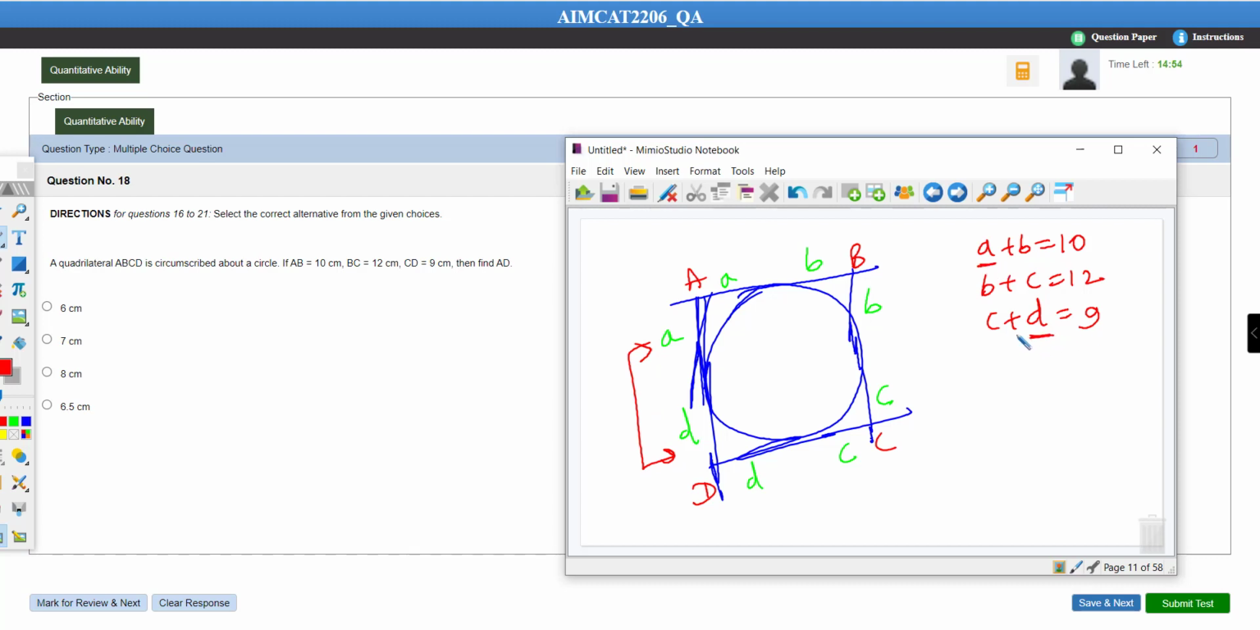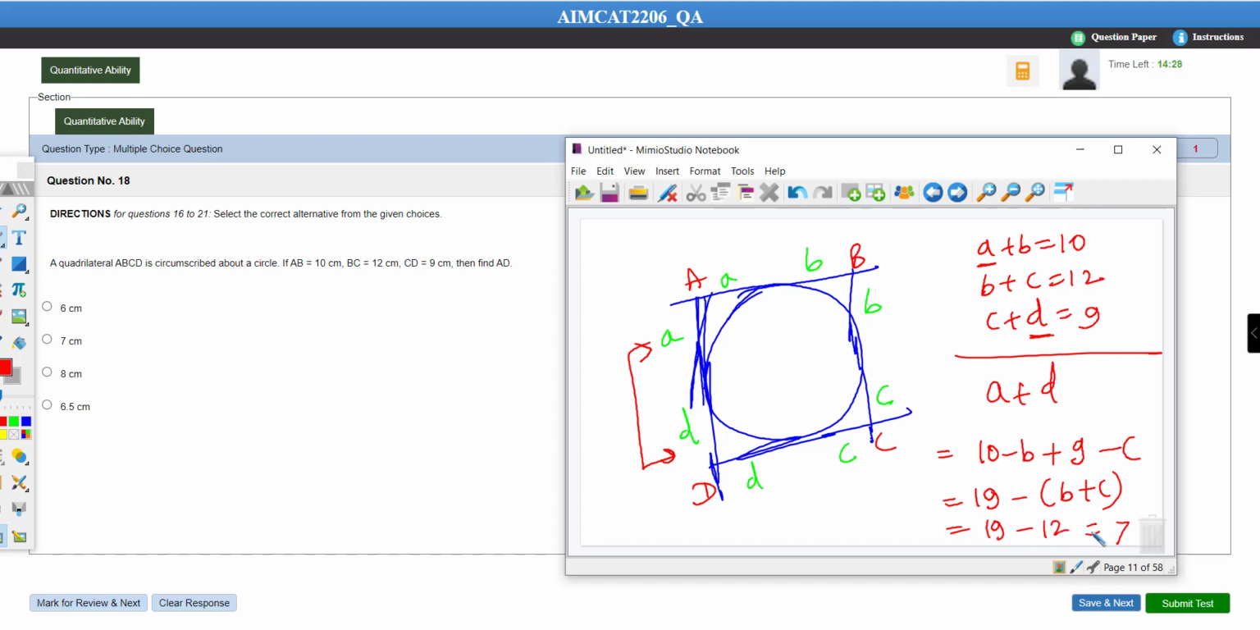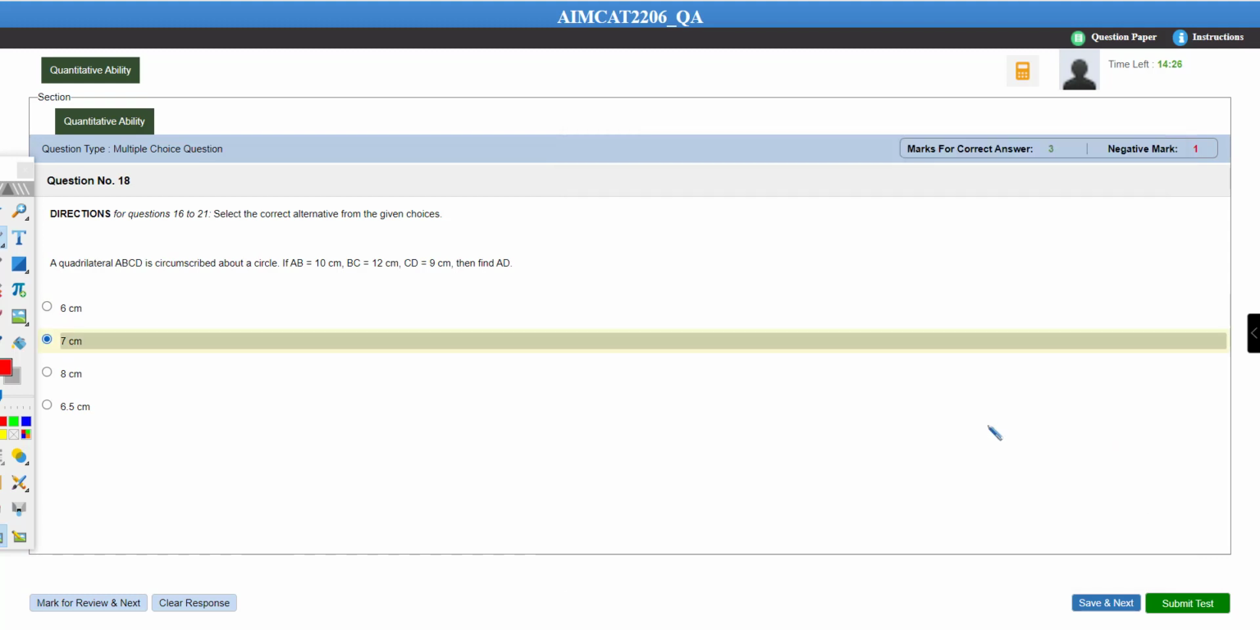So what I will do is, b plus c we know, no? Let's add these two equations. Okay, it will not help us. What we want to find is a plus d. From the first equation, a is equal to 10 minus b. From the last equation, d is equal to 9 minus c. So this is 19 minus, in a bracket, b plus c, that is 12. So 19 minus 12, the answer is 7. So a plus d is 7, means the fourth side is 7.